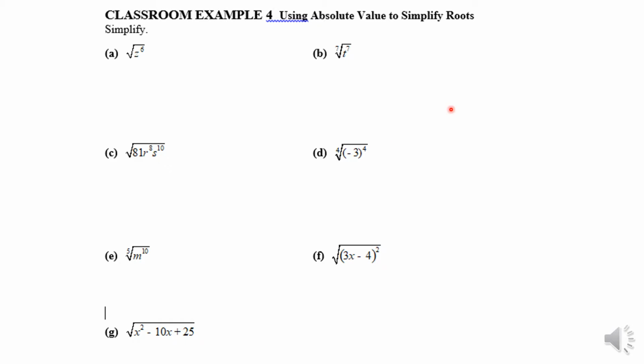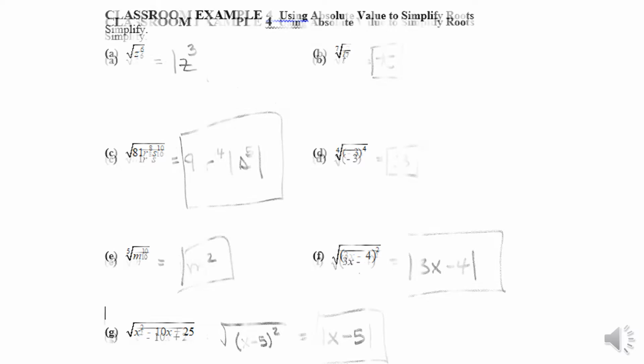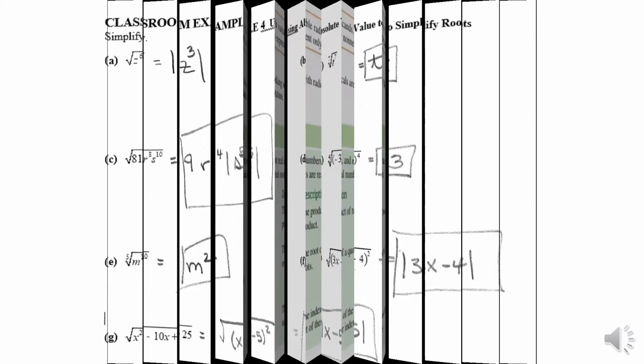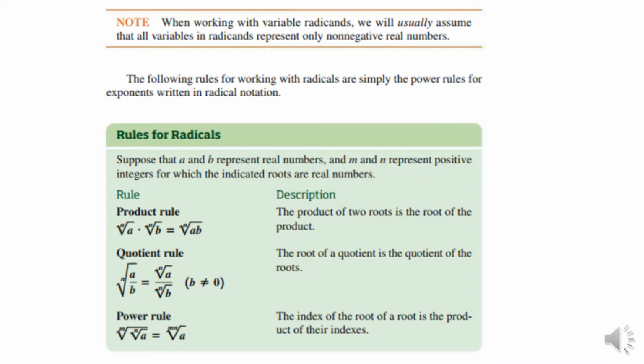Here we're using absolute values to simplify these roots. Note here is an example similar to what I said. So you get the absolute value of minus 3, which is 3, as the answer. When working with variable radicands, we usually assume all variables represent only non-negative real numbers. And in fact, these rules are not true with complex numbers. We'll talk about those later.